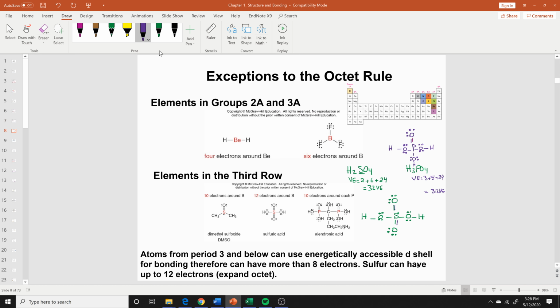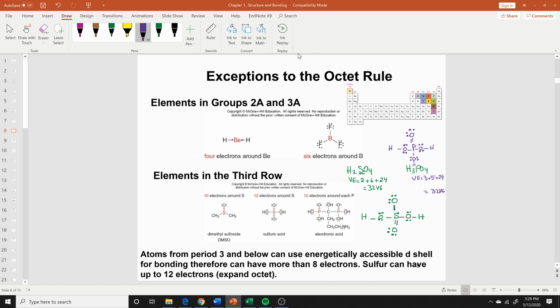There is an exception to the octet rule, and the exception to the octet rule is in elements in group 2A, like beryllium, magnesium, and calcium. Those do have 2 electrons in their outermost shell. Their valence electron count is 2. So beryllium has 2 electrons in its outermost shell. So it only makes bonds with 2 groups. It doesn't make bonds with 3 groups.